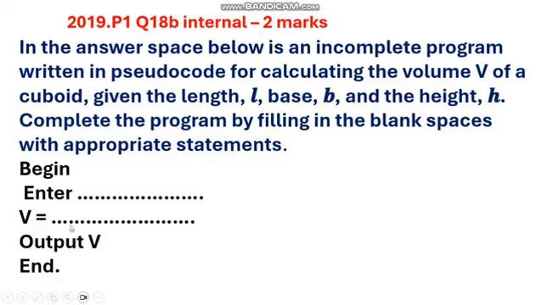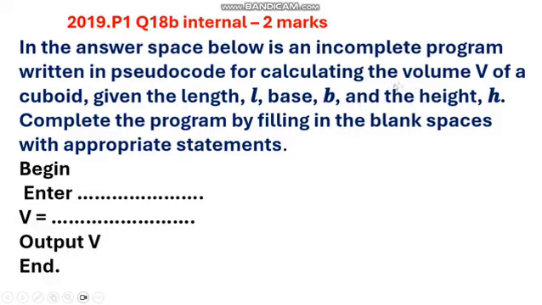So this is the incomplete pseudocode for calculating the volume of the cuboid. So we have begin. On enter, there's nothing. We have V, which is the volume of the cuboid, equal to dash. We have the output, which is the volume of the cuboid, then end of the program.